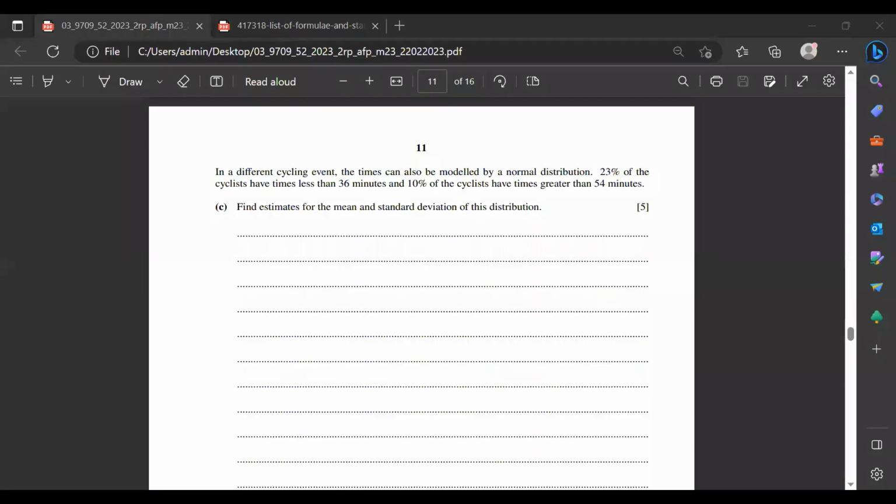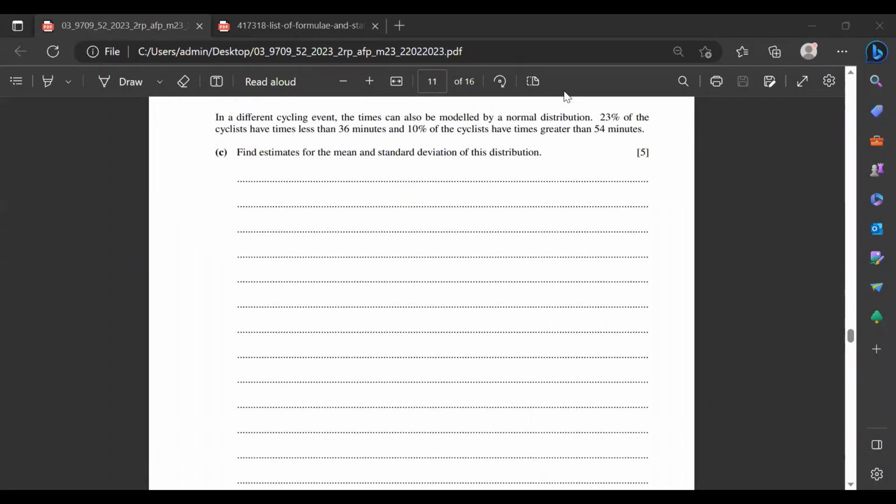Now part C. In a different cycling event, the times can also be modeled by a normal distribution. 23% of the cyclists have times less than 36 minutes, and 10% of the cyclists have times greater than 54 minutes. Find the estimates of the mean and the standard deviation for this distribution.